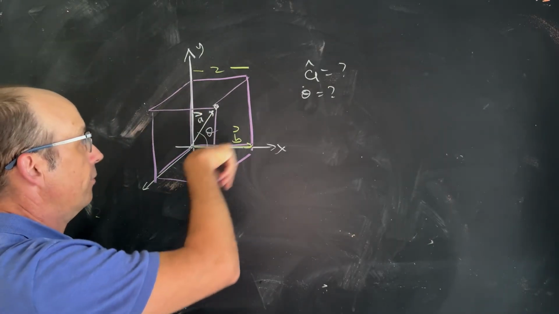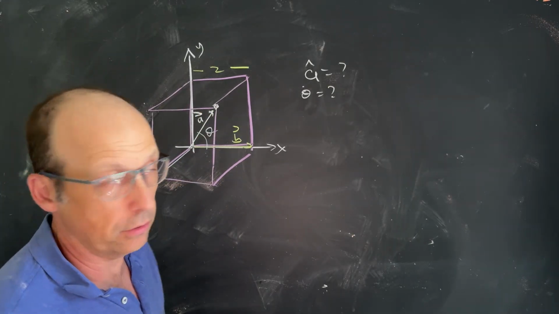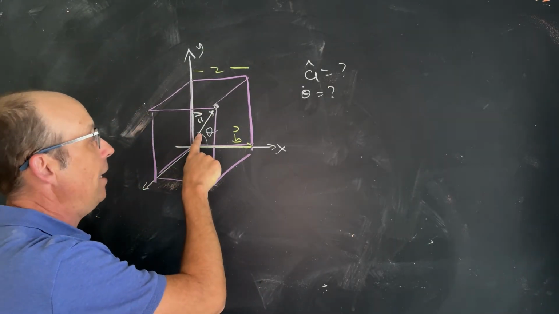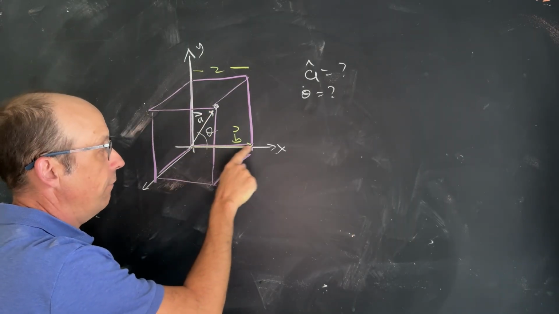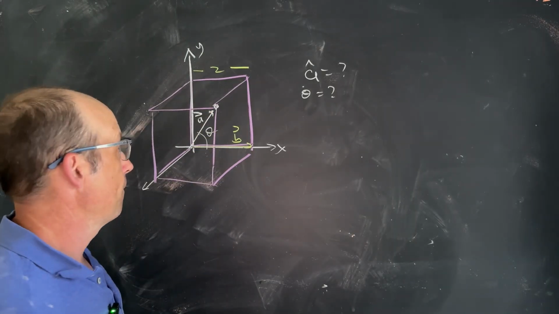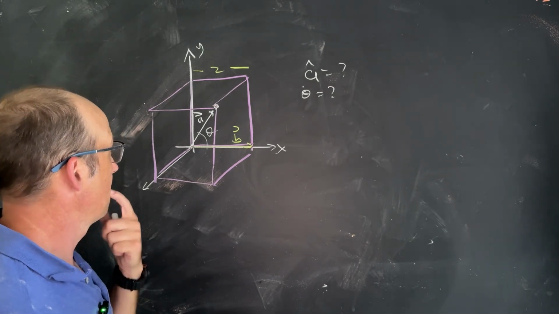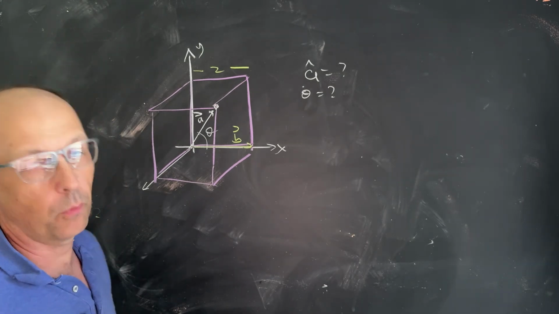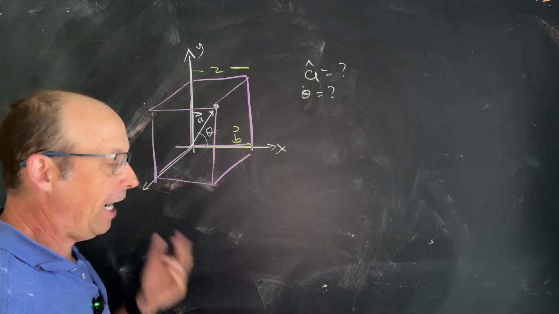This is a box that's 2 by 2 by 2. Then I want to find the angle between that vector and the vector along the x-axis right there. Okay, so how do we do this?